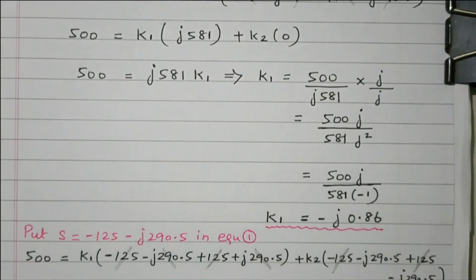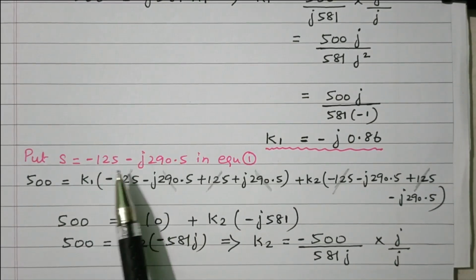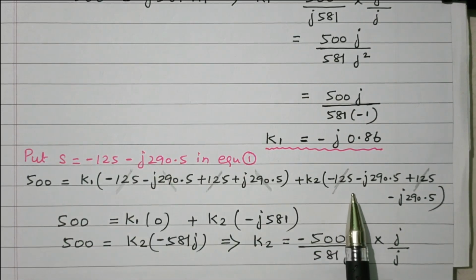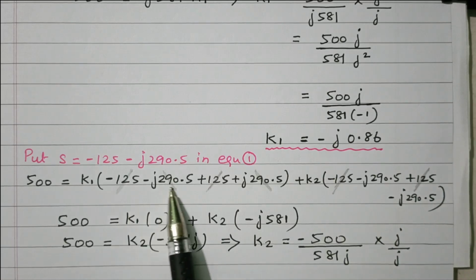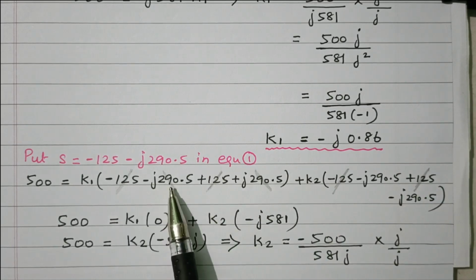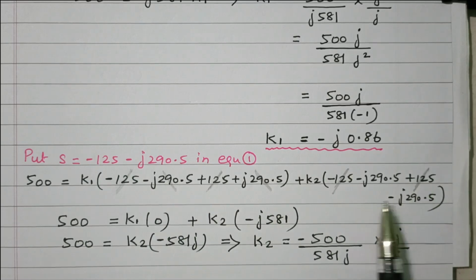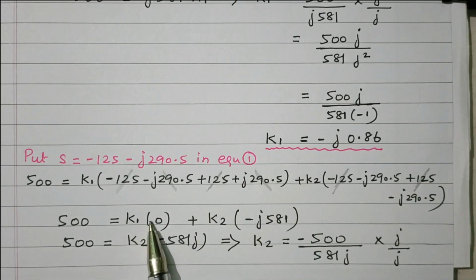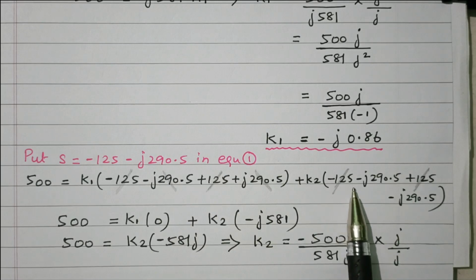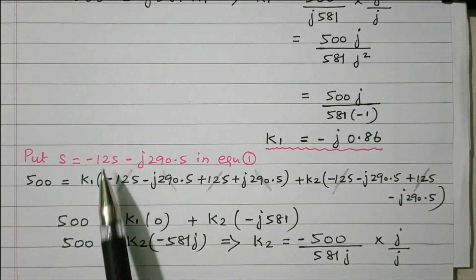Similarly, we can find the K2 value. We need to substitute S equal to minus 125 minus J 290.5, so that we can cancel K1 and are able to find K2. So this value is substituted here, the S value in K1 and K2. Here these two are cancelled, these two terms also got cancelled. Here 125 got cancelled, so automatically this term is 0. K1 term is 0. So we have to choose the S value such that in the previous case the K2 term becomes 0, and in this case the K1 term becomes 0. Accordingly we have to choose the S value.